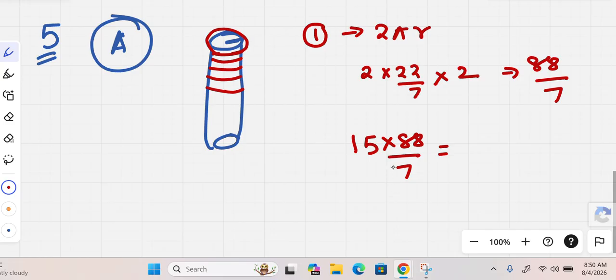So we'll have to calculate it. It is 188.57 approximately. This is the sixth answer. Now we'll go to the seventh one.